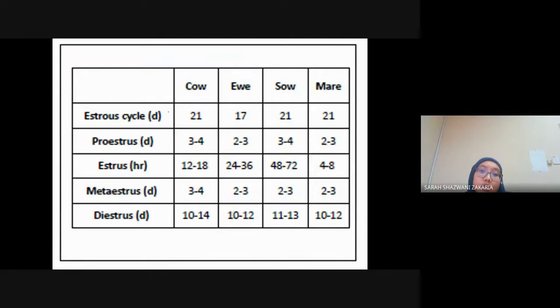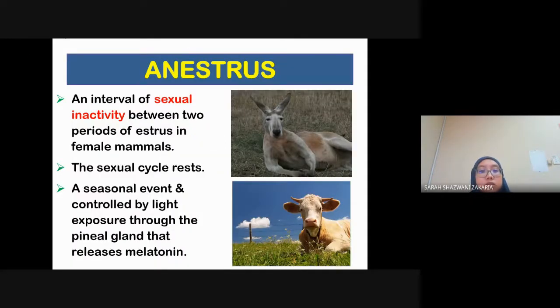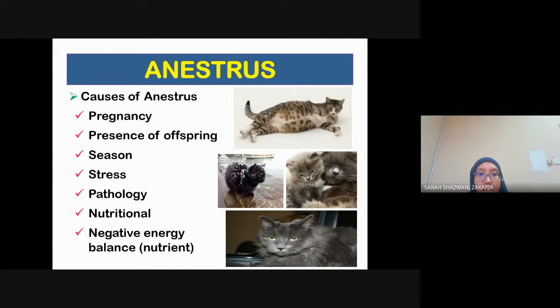Okay. The stages: proestrus, estrus, metestrus, diestrus, and then reflect with the types of groups just now: monoestrous, diestrous, or polyestrous. Okay. And anestrus is a term for sexual inactivity. Okay. So during anestrus, it can be due to pregnancy, it can be due to the suckling of the young, the presence of offspring. It can be due to season, stress, nutrition, and negative energy balance.